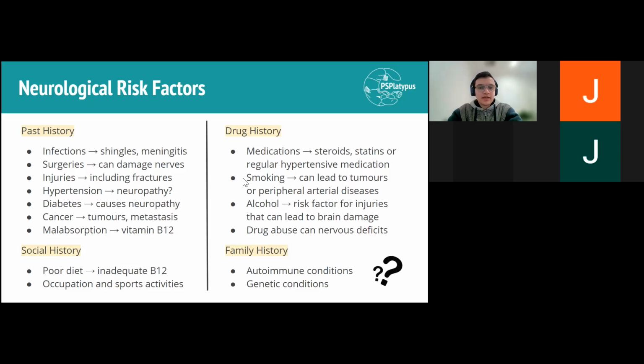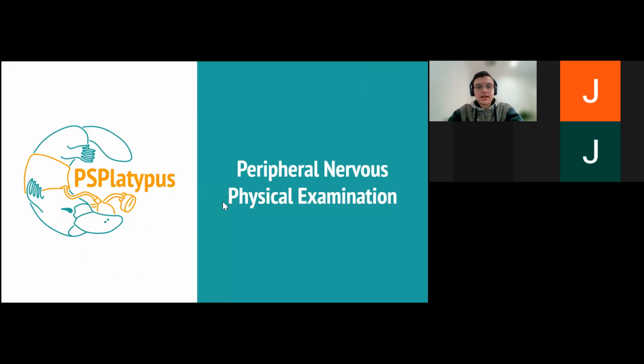And really, like smoking, alcohol, drug abuse, regardless of whatever system you're thinking about, they will have some sort of effect. And smoking is generally through cancer or arterial diseases. Alcohol and drug abuse are more so because when you're on these sorts of substances, you don't have the clearest mindset, so you may be more at risk of injuries. And then again, in general family history, you're thinking about any autoimmune conditions or genetic conditions that may affect your nervous system. All right, and I'm sorry if I'm going really, really fast with this. It's just to make sure that we get through it in time.